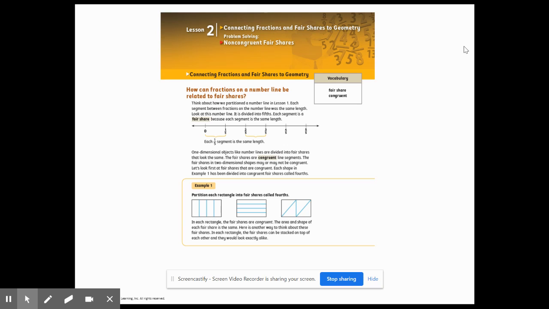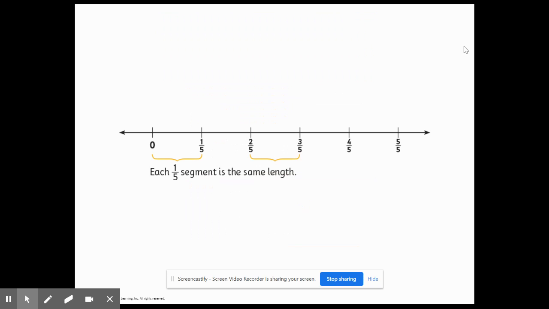This is how I will present our lessons going forward, unless I'm having you do VMath. So today we're going to be talking about connecting fractions and fair shares to geometry, which means shapes. Some important vocabulary that we'll be talking about today is the word fair share and the word congruent, which we will get to. So let's get started.